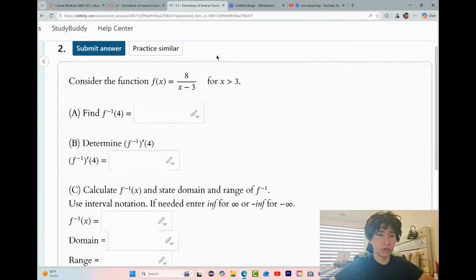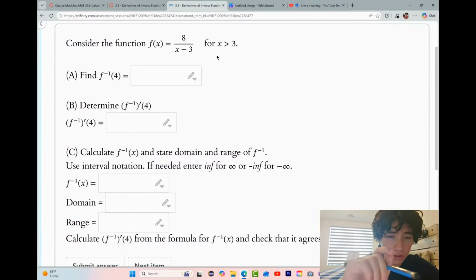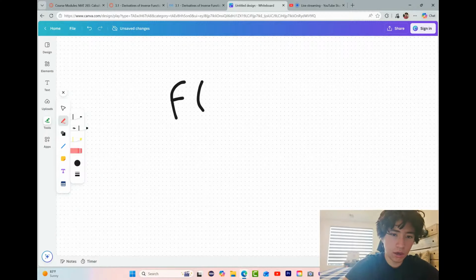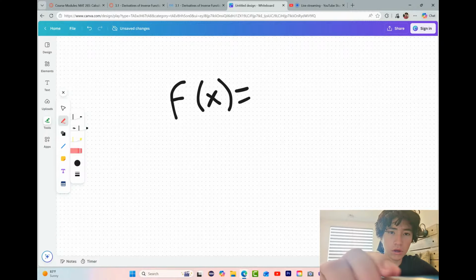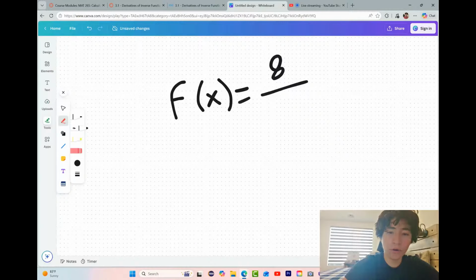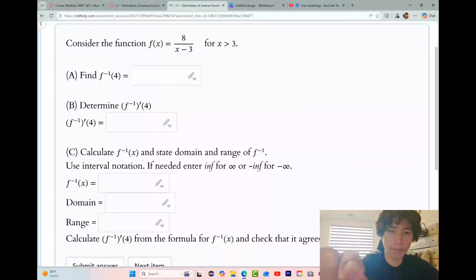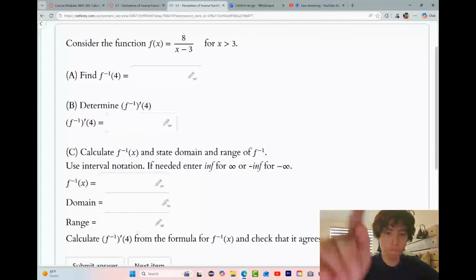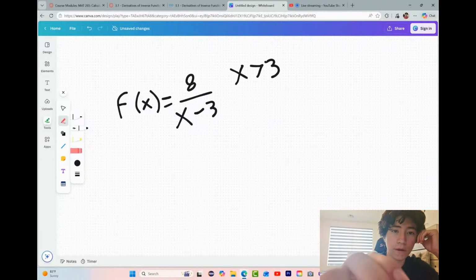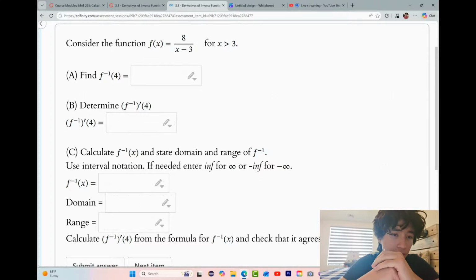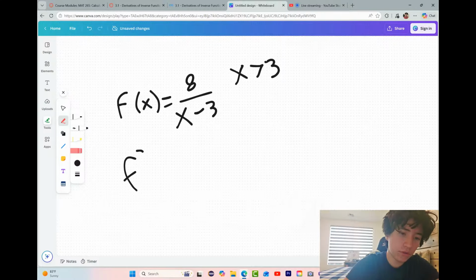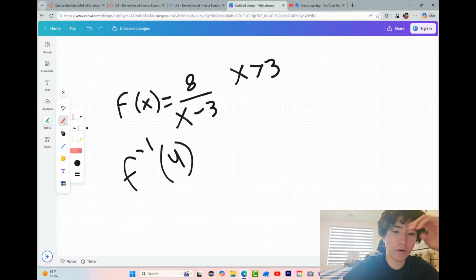Let's see. So let's do this intuitively. Consider the function. I'll zoom out maybe a little bit. f of x equals 8 over x minus 3, for x greater than 3. I see. Okay. Then we need to find f inverse of 4. So we need to find f inverse of 4.